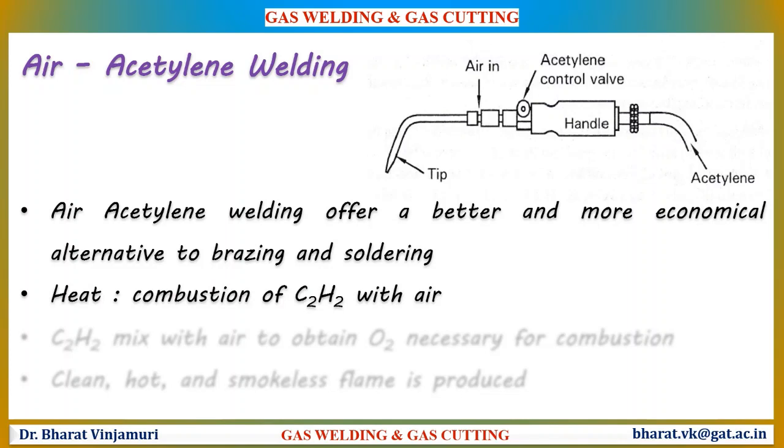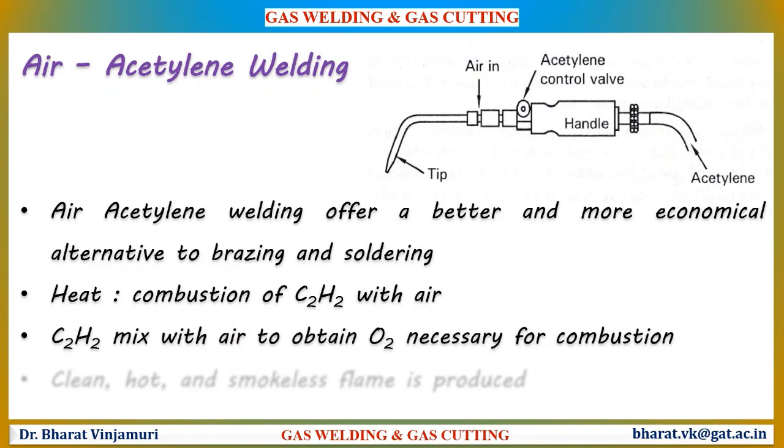In this process, the heat required for welding is obtained in the form of a flame generated from combustion of acetylene with air. The acetylene gas is stored in a cylinder and is made to flow into the welding torch through pressure regulator and a hose. As acetylene flows through the torch, it draws an appropriate amount of air from the atmosphere to obtain oxygen necessary for combustion. Thus, a clean, hot and smokeless flame is produced.